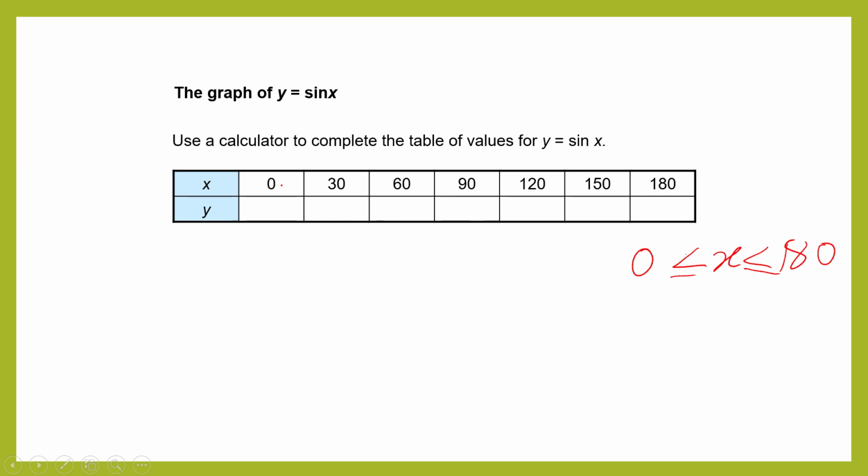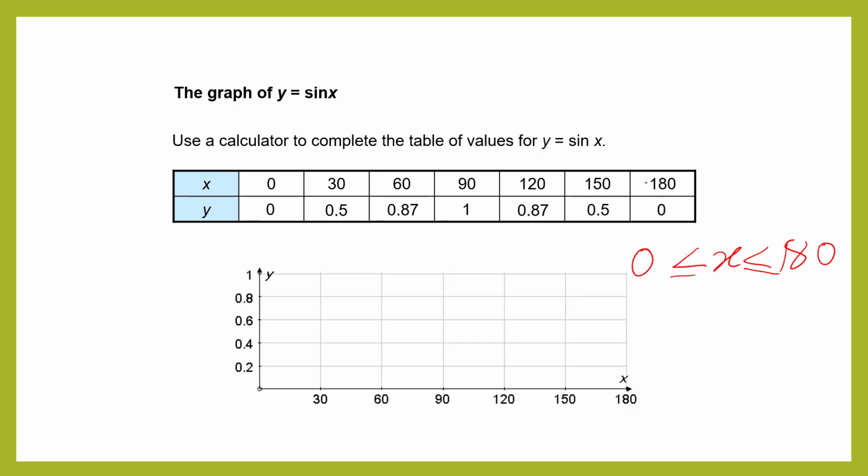So the angles are 0, 30, 60, 90, 120, 150, 180. Here, if you calculate on the calculator, sine 0, sine 30, sine 60, sine 90, sine 120, sine 150, sine 180. So you can draw the graph and plot the points here on the graph as follows. You're going to find the curve looks like this. This is the first part of the curve from 0 till 180.